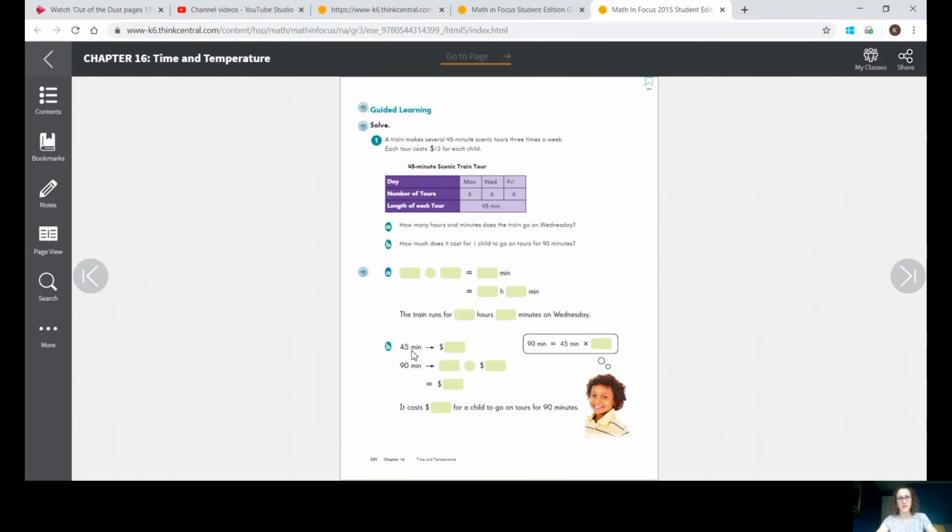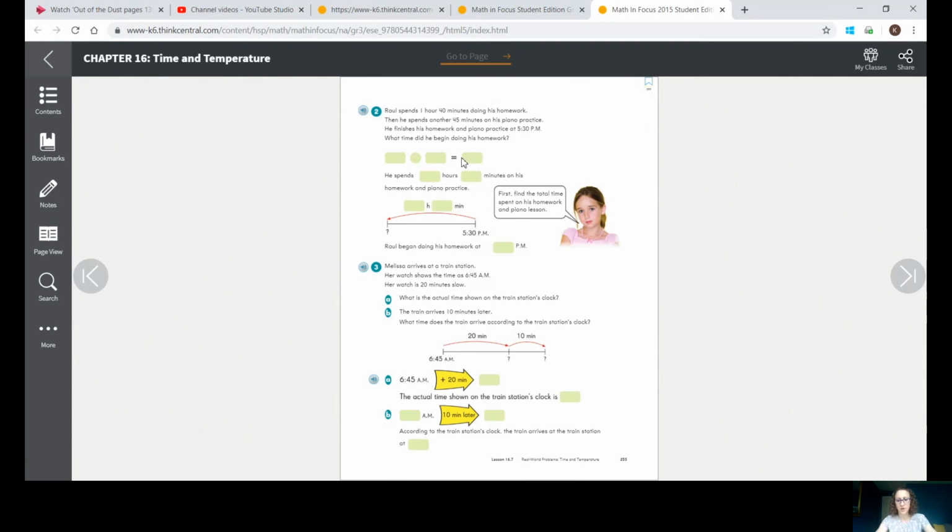Okay, so now part B is 45 minutes. Well, let's look over here. 90 minutes equals 45 minutes times 2. 2 times 45 is 90. So 45 minutes equals $13. 90 minutes would be 2 times $13, which would get you $26. So it costs $26 for a child to go on tours for 90 minutes.